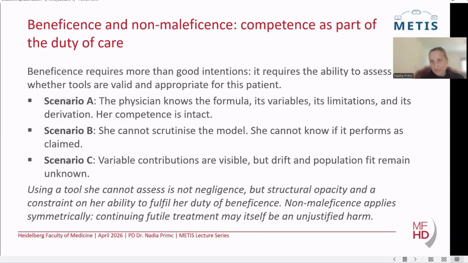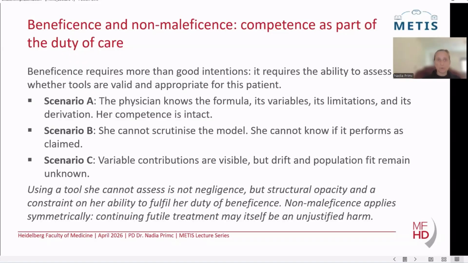Let's move on to the next two principles, beneficence and non-maleficence. Beneficence is the duty to act in the patient's best interest. And this requires more than good intentions on the side of the clinicians. It requires competence. That means a genuine understanding of what the available tools can and cannot do. In our case, this includes the question of whether it is in the patient's best interest to continue life-sustaining treatment. And this question depends on an honest and informed assessment of the prognosis.